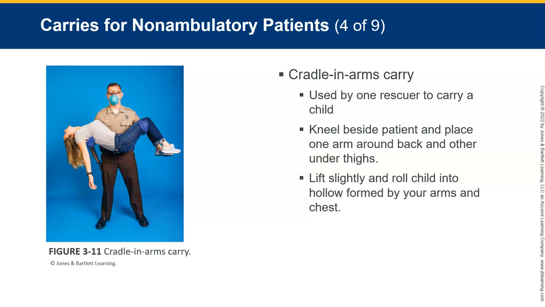And then the cradle and arms carry. So this is a good way to carry a child. I don't know that carrying an adult's a great way to do this, because obviously you're leaving yourself open to a lot of injuries. But kneel beside the patient, place one arm around the child's back and the other arm under their thighs.